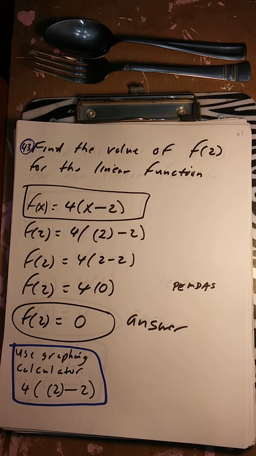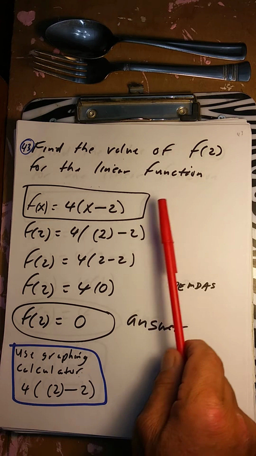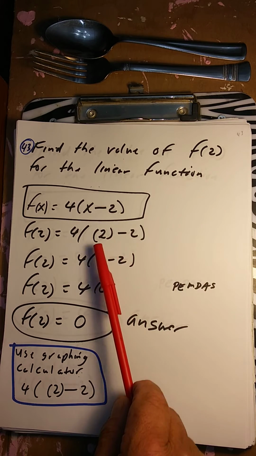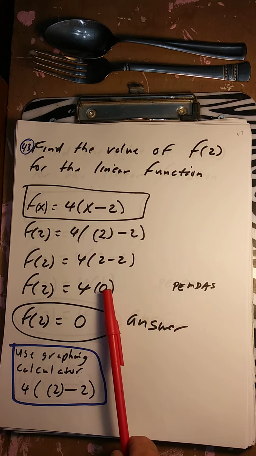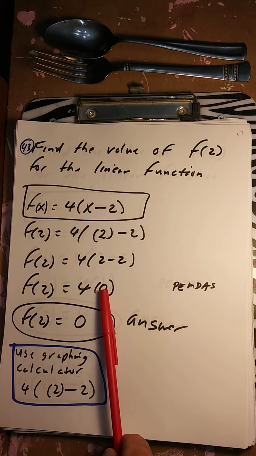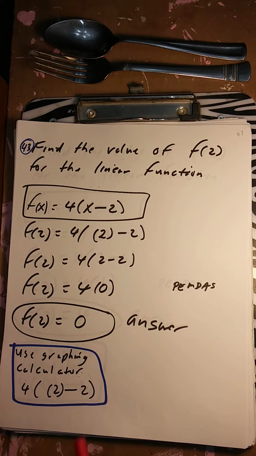Find the value of f of 2 for the linear function. F of x equals 4 parentheses x minus 2. Put it in there, 2. So take the parentheses off. 2 minus 2 is 0. Now we're done with this side. Now we have 4 times 0 is 0. 0 times any number is still going to be 0.